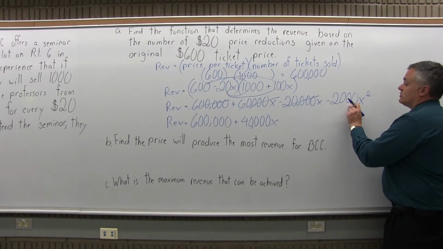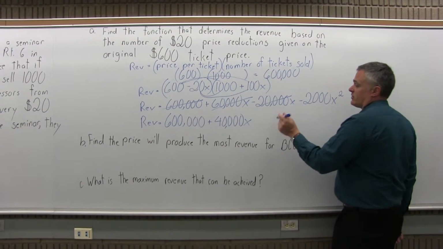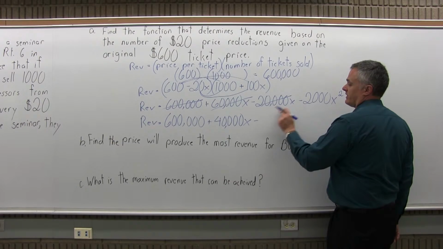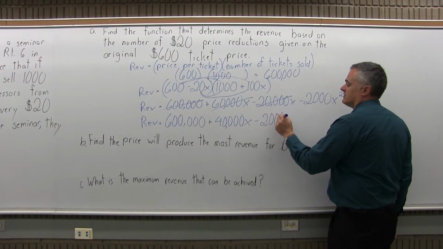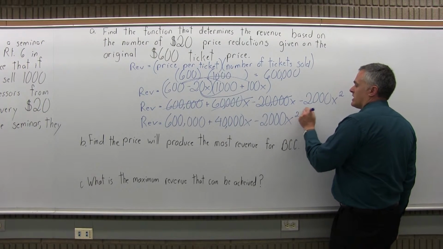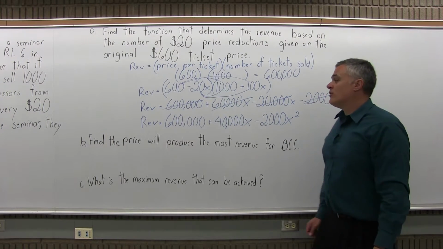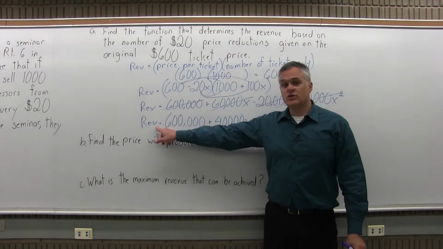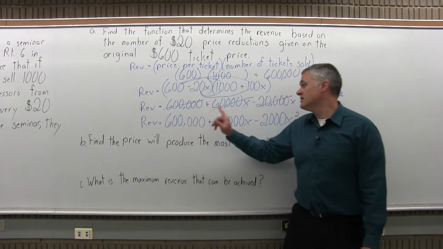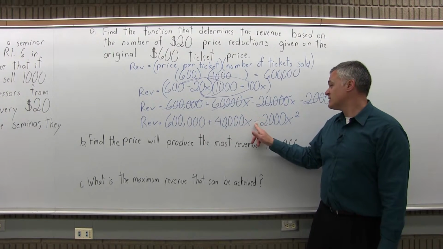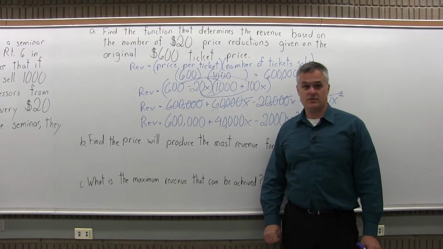And now the minus 2,000 x squared, there are no other x squareds, nothing left to combine it with. Don't forget about the negative though, minus 2,000 x squared. So now that's done. So for part A, the function that determines the revenue based on the number of $20 price reductions is 600,000 plus 40,000x minus 2,000x squared.